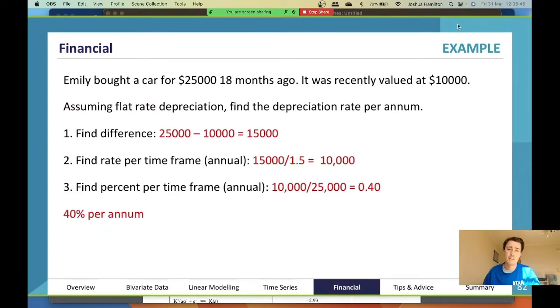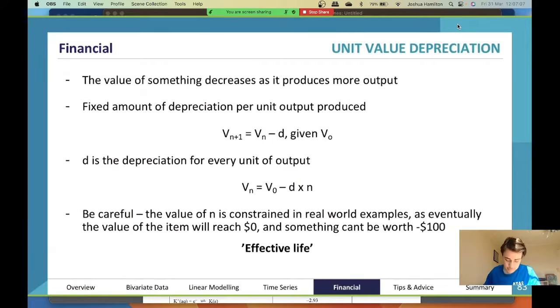So I found that the rate per annum in terms of money was 10,000, but I wanted the actual rate. This is the percentage. It's asking for the actual percentage per annum, which is 40%. So again, these questions are about finding out what they want. What do they actually want here? They want the percentage. That's what they're asking for. That's what they're going to get. So that's your simple interest version of depreciation.